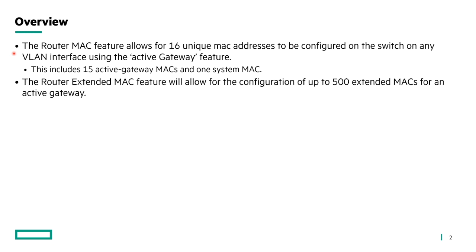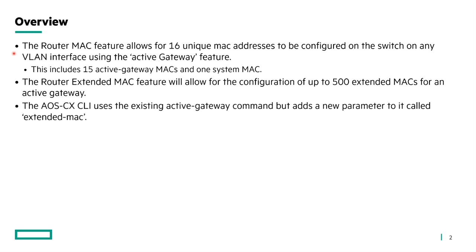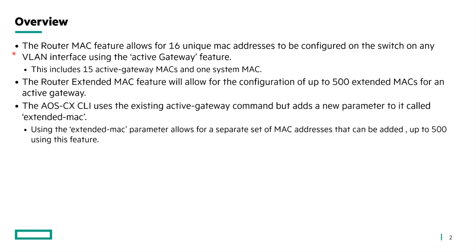With the Router Extended MAC feature, it allows for the configuration of up to 500 extended MACs for an Active Gateway. So it uses the existing AOS-CX CLI command for Active Gateway, but adds a new parameter to it called the Extended MAC, and we'll take a look at that in a moment. So with this Extended MAC parameter, it allows for those separate set of MAC addresses that can be added up to 500 using this feature.